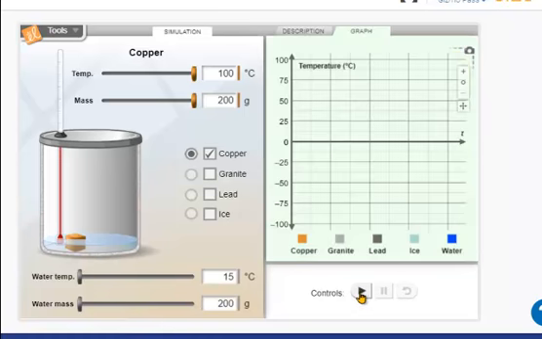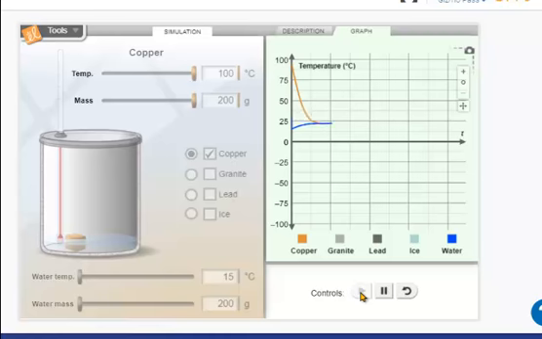So I'm going to hit the play button here, which means now the temperature between the two is adjusting, and we can already see that the final temperature, as the heat is flowing out of the hot copper into the colder water, is going to be 22.03 degrees Celsius. I'm simply going to call this 22.